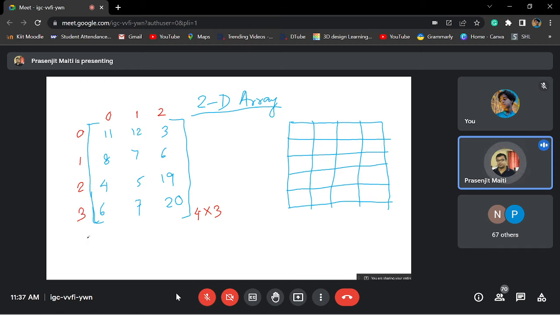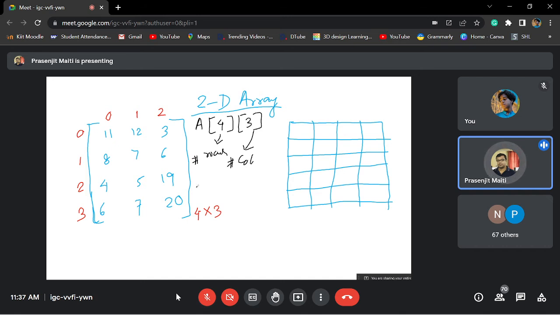So we can represent any array. Suppose the array name is A, with 4 rows. The first box represents the total number of rows, and the second represents the total number of columns. So how many elements are present in the array? Number of rows into number of columns. So 12 elements are present: 1, 2, 3, 4, 5, 6, 7, 8, 9, 10, 11, 12.